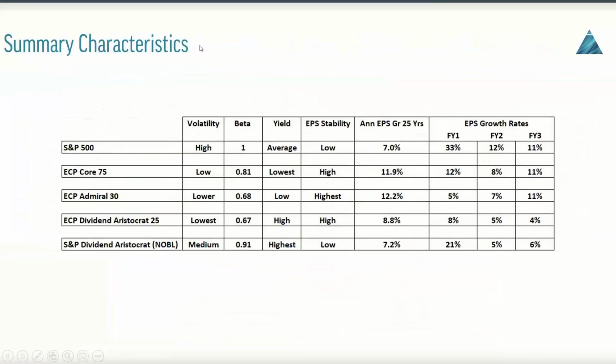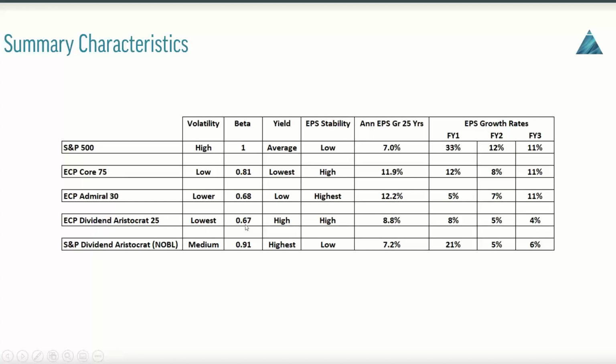So what we're going to do now is wrap up some of these summary characteristics. I've got the entire family up here relative to both the S&P 500 Dividend Aristocrats and the S&P 500. And so we can see the volatility, right? We got high volatility for the S&P 500. I put down here medium volatility for NOBL only because we've traded off a little bit of perhaps the growth for maybe some stability, just because it has a little bit higher dividend yield. So both very volatile, and obviously the lowest volatility is going to be in that ECP Dividend Aristocrat 25 portfolio.